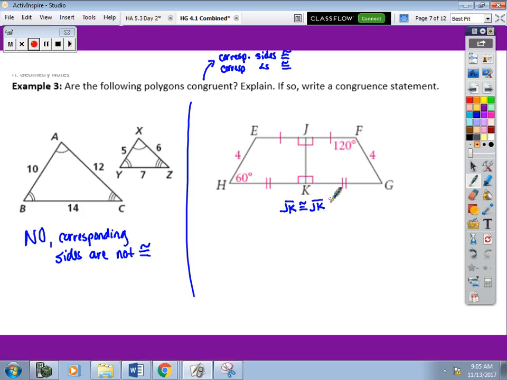Does anyone remember what property allows me to say that something is congruent to itself? We had transitive, symmetric, and reflexive. Which one is it? Cookies? Yes, this is your reflexive property.